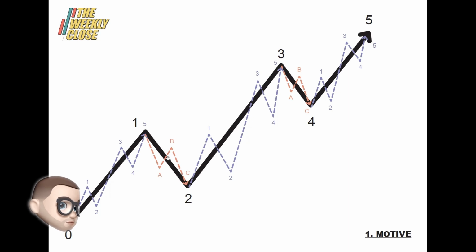This example of the 2-wave down and the 4-wave to the downside are the corrections in the opposite direction of the overall trend of this motive wave. And we use numbers to count the impulses and letters to count the corrections.